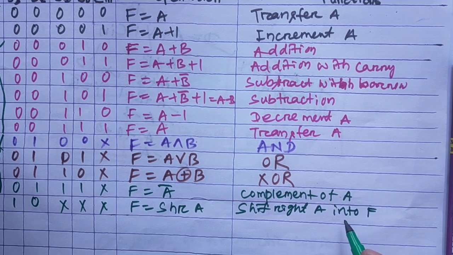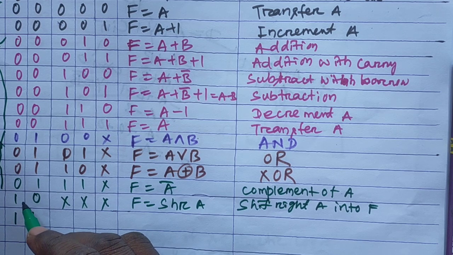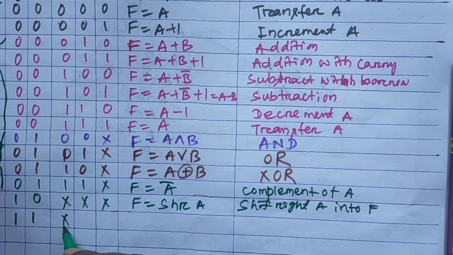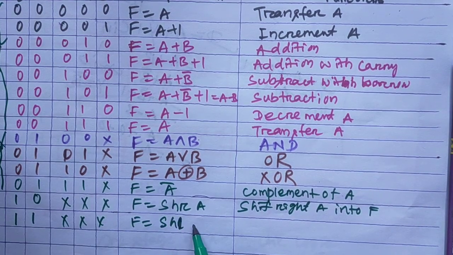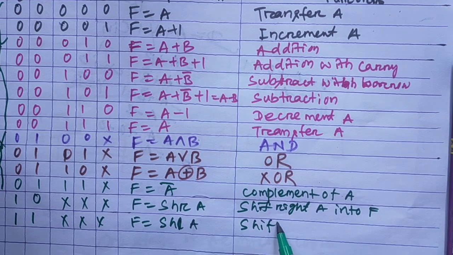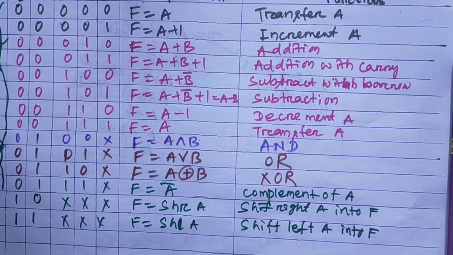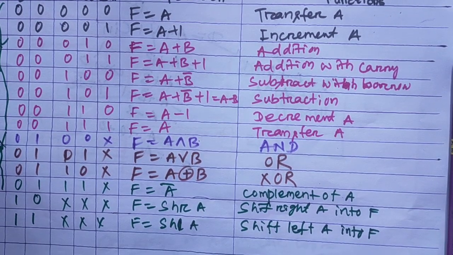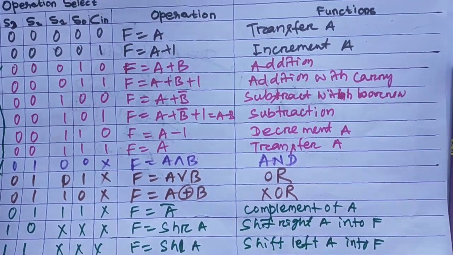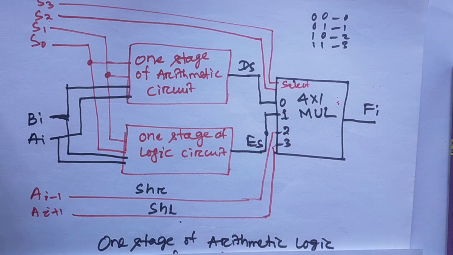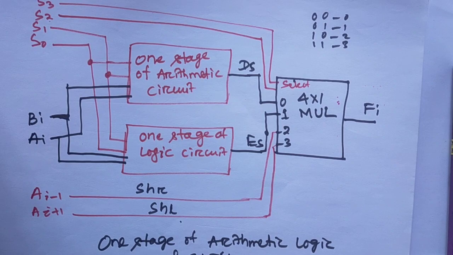Shift right of A into F. The last one is 1 1, because it is 2 and here 3, it is 1. Same thing, it is shift left A into F. So in this way different function values we can design as per this one stage operation, or one stage logic design. We define one stage logic design in this way.